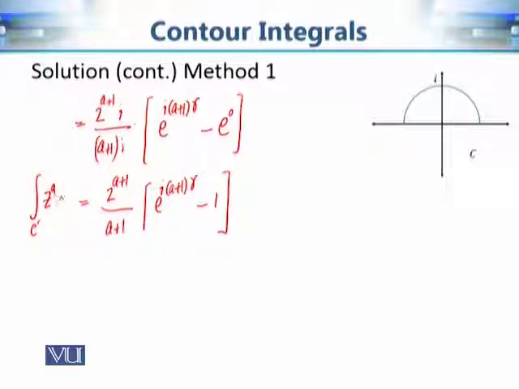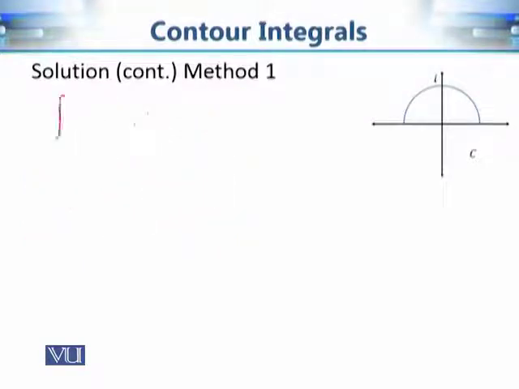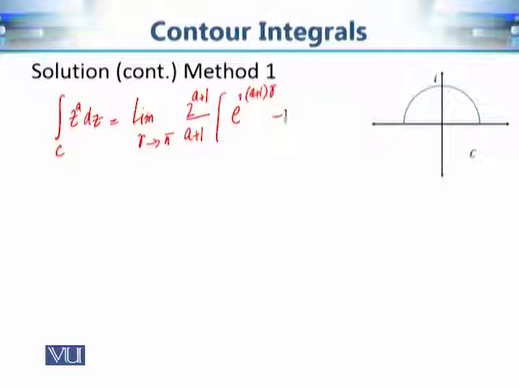Now this is basically the integral along the curve C prime. The function is z raised to power a dz, which was very simple to evaluate. Now if we want to calculate the contour integral along the contour C, then we use the limit. Okay, now let's use the limit. In this case we just take the limit, gamma approaches pi, so the integral over C of z raised to power a dz is going to be equal to the limit as gamma approaches pi of 2 raised to power a plus 1 divided by a plus 1 times e raised to power iota (a plus 1) gamma minus 1.